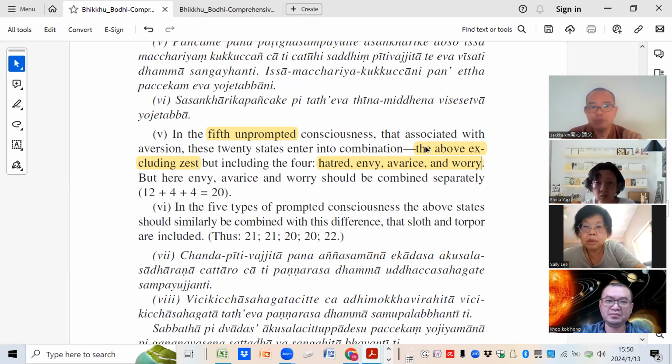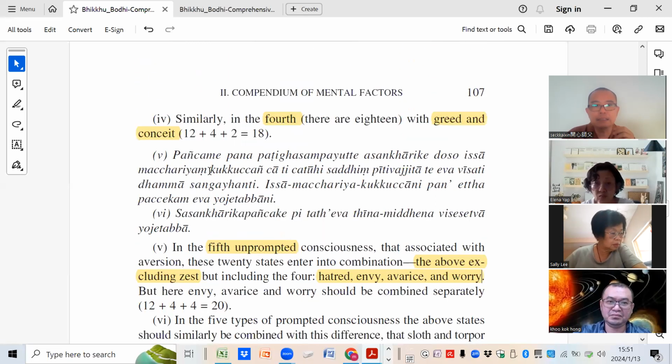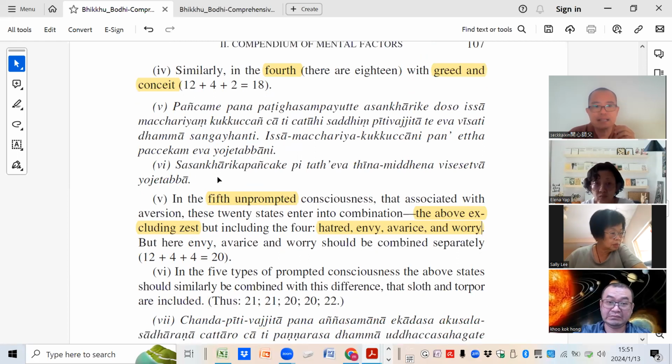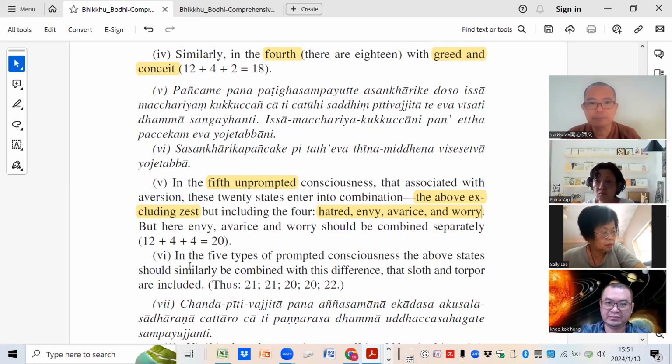You see or not? Above 1, so we have to include the zest. The 12th one is to include the zest. So we have to add, let's see, the fifth unprompted, above excluding zest. Okay, the above excluding zest. Let's see first. Let me tell you. Okay, it's still 12. Okay, 4 and 4. Let me see. Okay, we add back the 4. You see, the fifth unprompted. There will be 12 states entering into the combination.